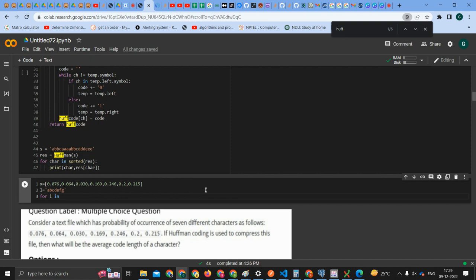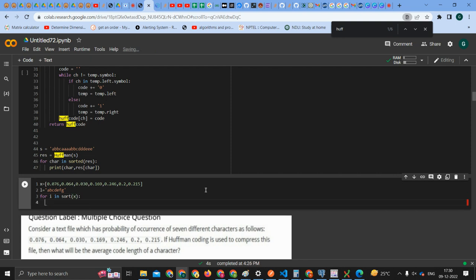For I. Okay, so you're trying to multiply. Is it X sorted or sorted X? Sorted X, right? Sorted X we can give. So basically X will be sorted. So now I'm going to give.